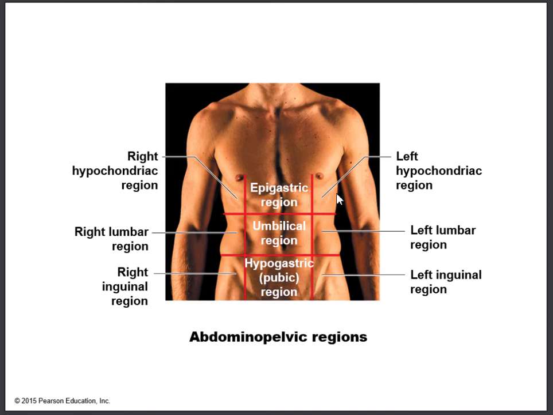All right, so just to recap, the top 3 will have the left and right hypochondriac regions, and then the epigastric in the middle. In the middle, the left and right lumbar region with the umbilical in the middle. And then finally at the bottom, the left inguinal, the right inguinal, and then the hypogastric, or you could also say the pubic region, in the middle.